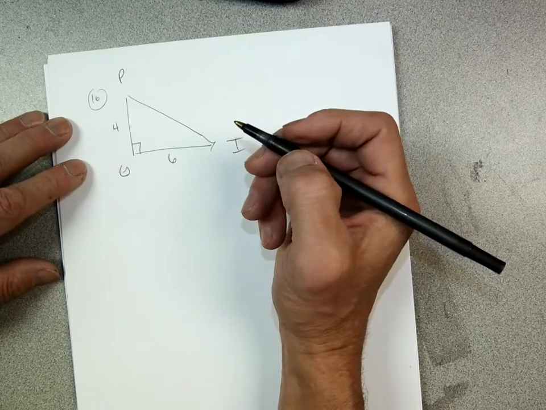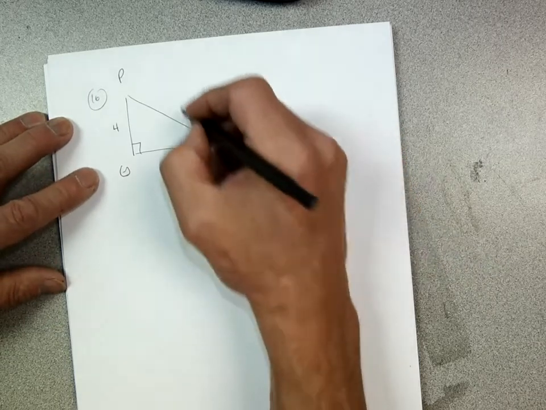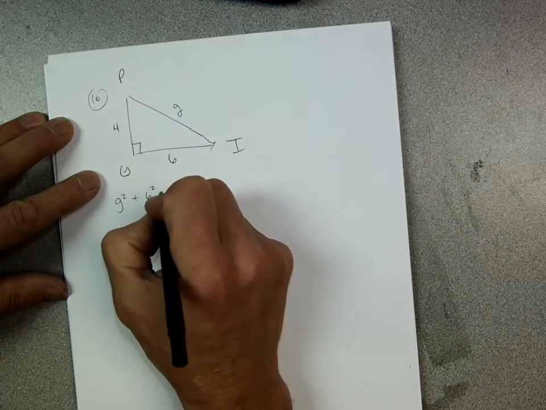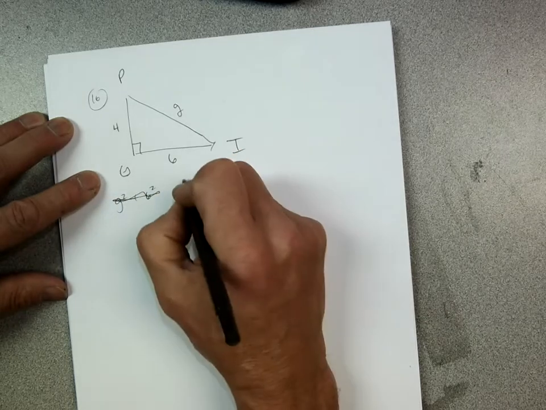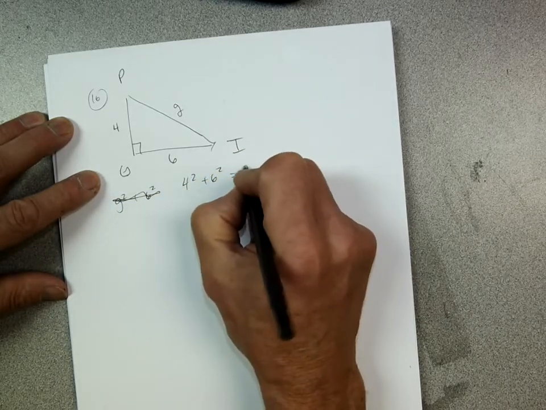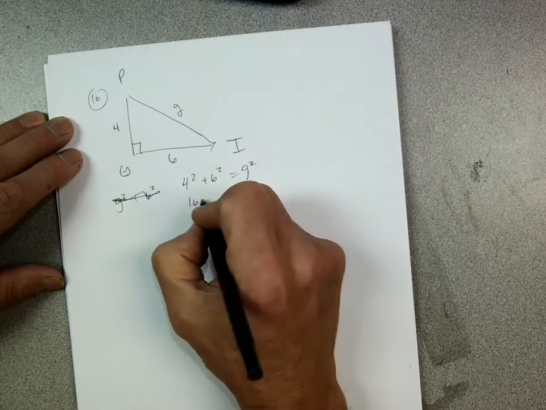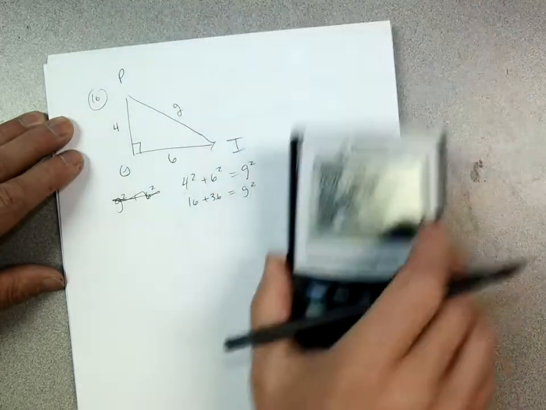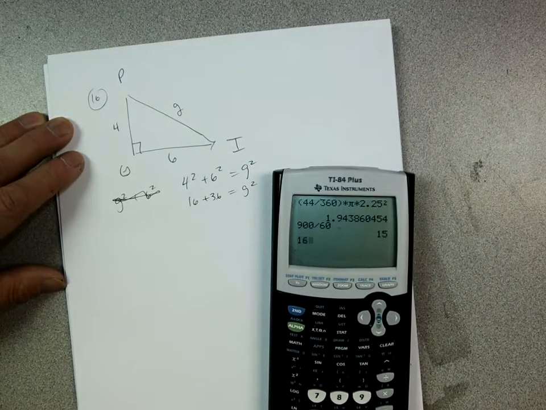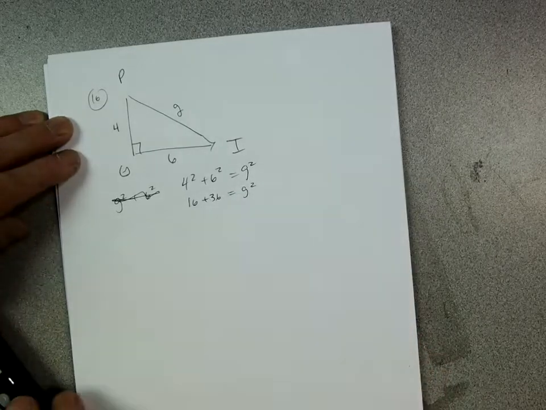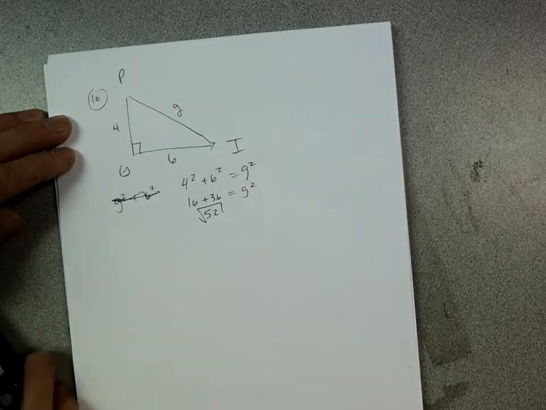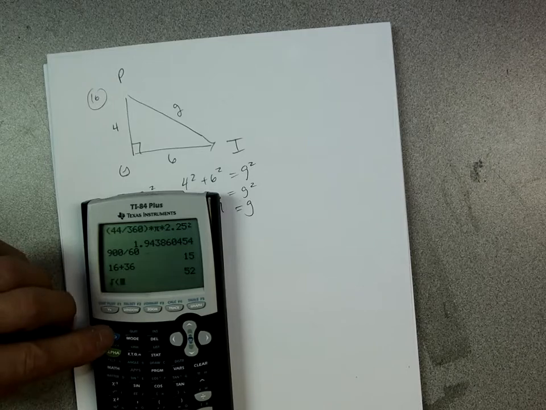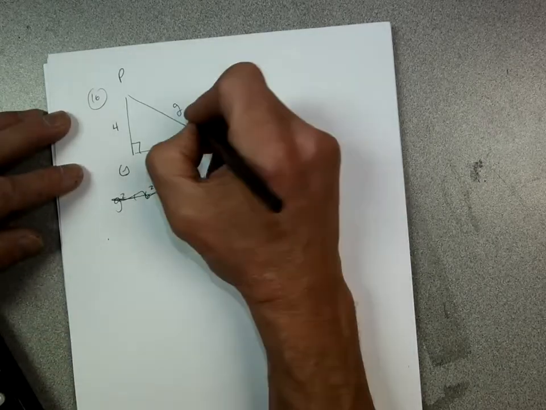First of all, I suppose the easiest thing to find would be little g by Pythagoras' theorem. Oops, I'm bad. Can't believe I did that. How about 4 squared plus 6 squared equals g squared? That's better. 16 plus 36 equals g squared, which is 52. So we take the square root of 52 for g, and that answer is about 7.2. So little g is about 7.2.